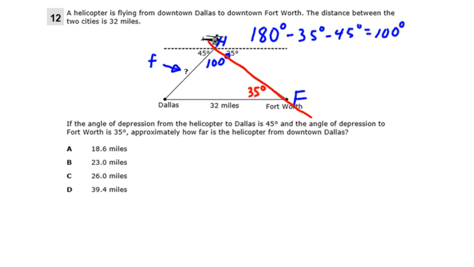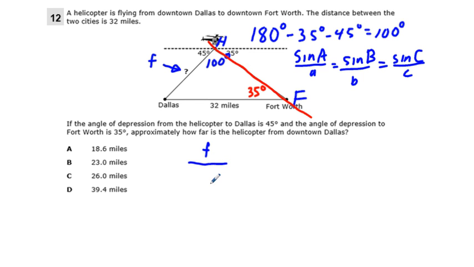And the law of sines is sine A over side A equals sine of angle B over side B equals sine of angle C over side C. So we're going to use this version here, and we're going to have side F, which we do not yet know, over sine of 35 degrees is equal to the side down here, 32 miles, over the sine of 100 degrees.